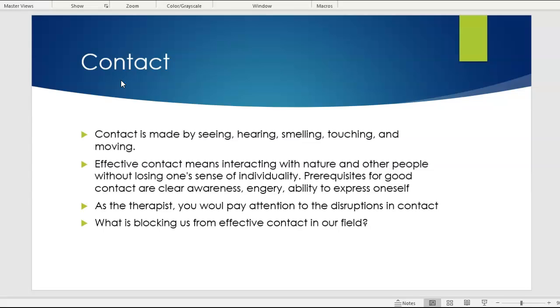Contact for Gestalt. The contact is about fully, authentically connecting with life. This is the goal, right? To be in this contact. And the terminology is different.